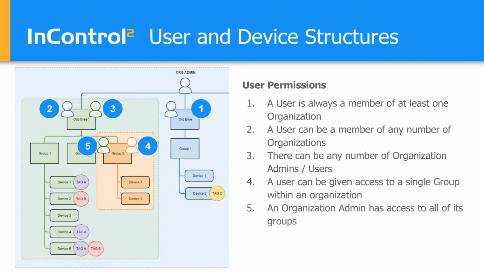A user can be given access to just a single group, limiting them to what they can see, or they can have access to everything if they're even on an admin level, which is what the org admin is all about.